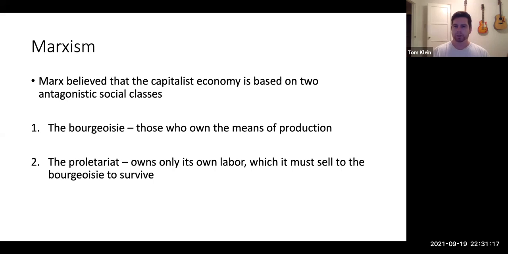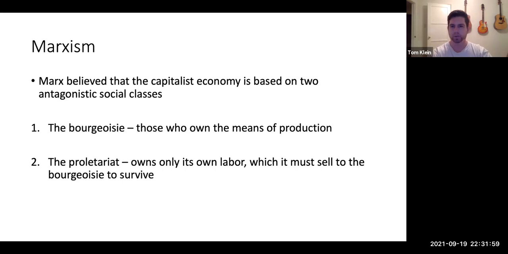So to Marx, he believed that a capitalist economy is essentially based on two antagonistic social classes. And we're talking kind of about domestic politics, but we're going to expand to international in a second. But it's important you understand the basics of this theory. You have the bourgeoisie and you have the proletariat. You have the bourgeoisie, those who own the means of production, the bosses, those with money, and the proletariat, those workers whose only thing they own is their own labor, and they sell that labor to the bourgeoisie to survive. The bourgeoisie then turn that into surplus profit, which they keep.